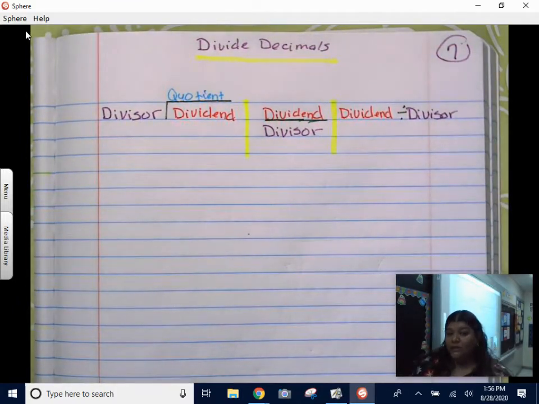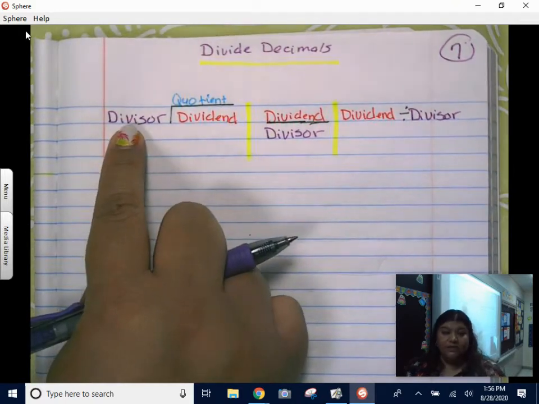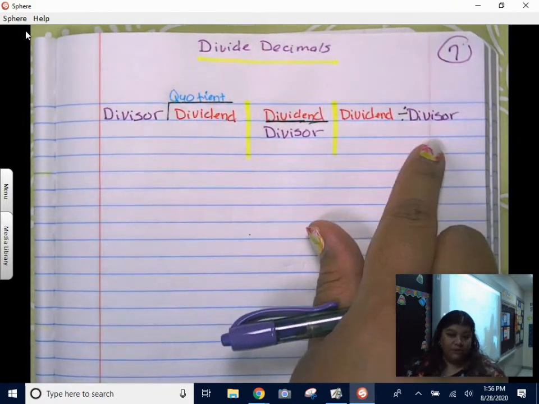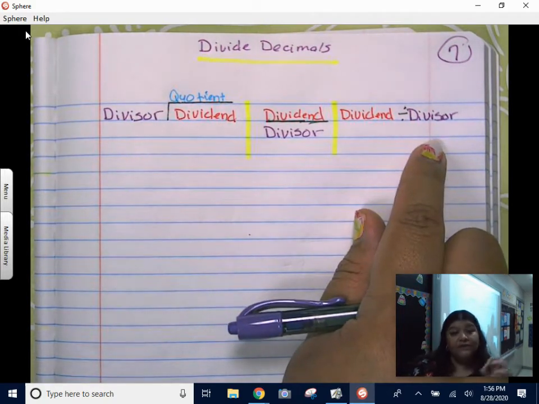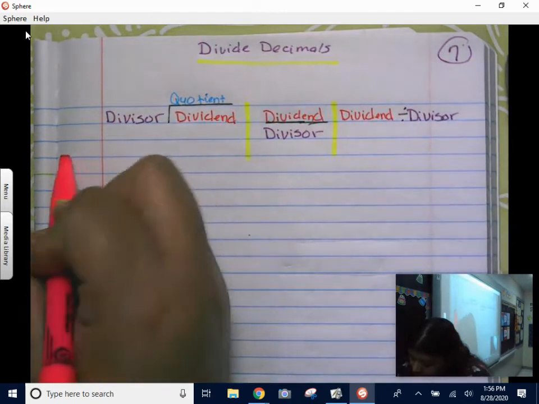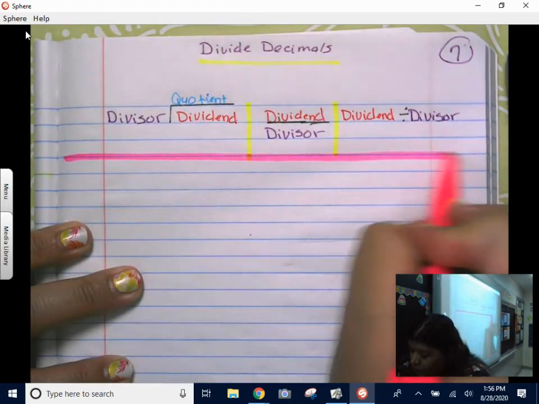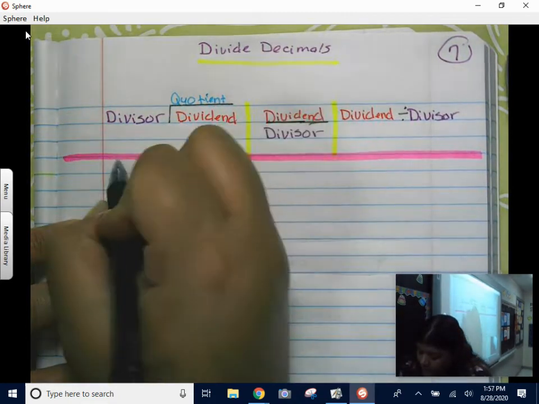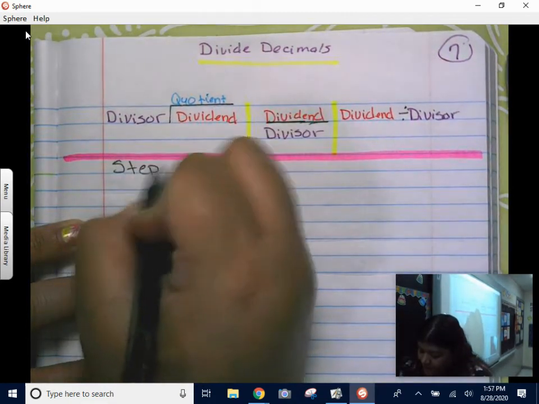The divisor needs to be a whole number. That means this one needs to be a whole number. This one needs to be a whole number. Or this one needs to be a whole number, okay? So when I say divisor, that's what I'm talking about, all right? So let's get into the steps, all right? Now that you know what everything is called, okay, let's get into our steps in dividing.